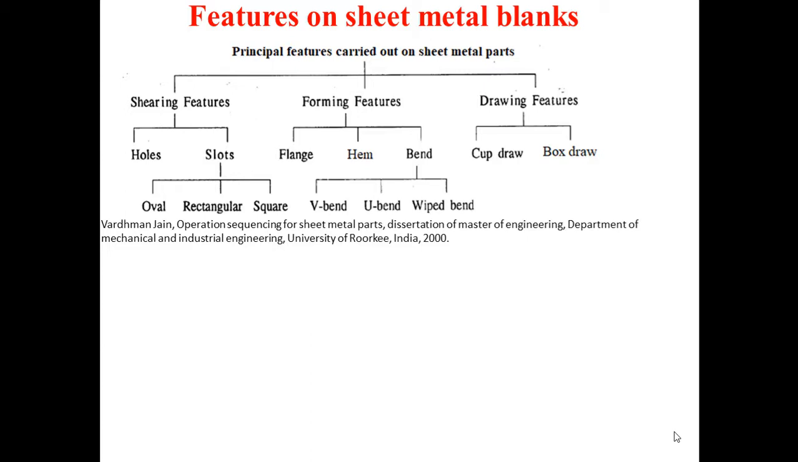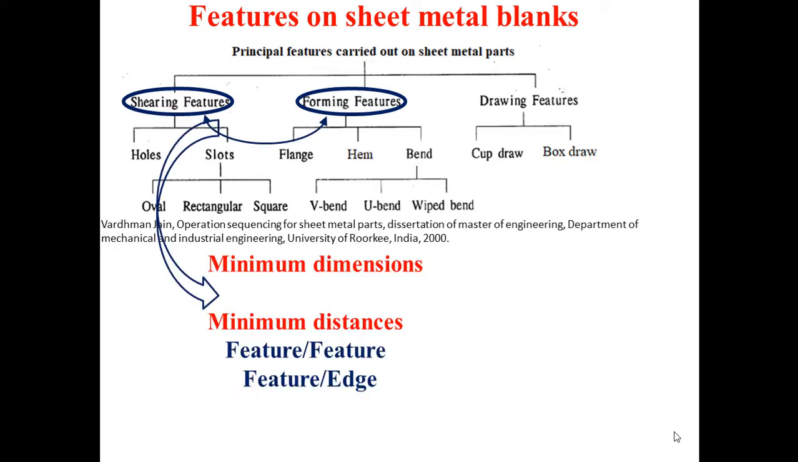Okay, let's go. First of all, it should be remembered that among the principal features that can be carried out on sheet metal blanks, we have shearing features and forming features. And it's very important here to note that we should take into consideration some rules about minimum dimensions of these features and also about minimum distances between features or between feature and edge. Of course, edge of sheet metal blank.